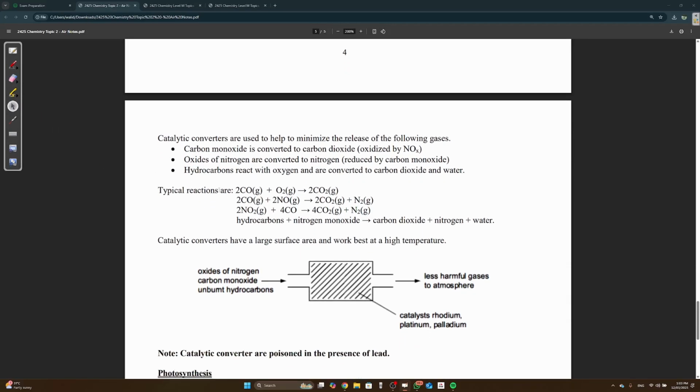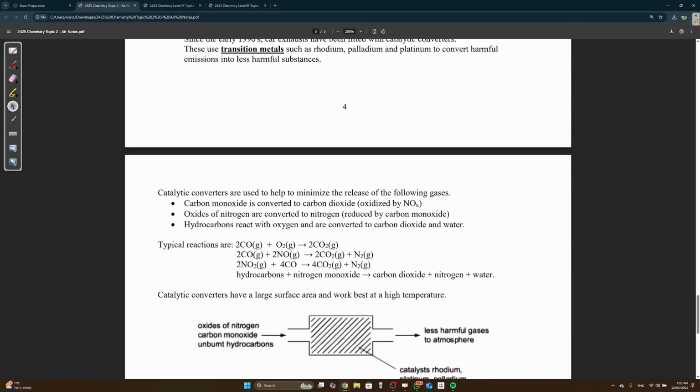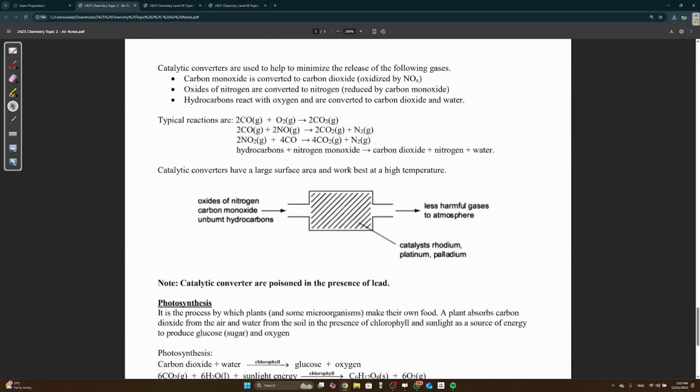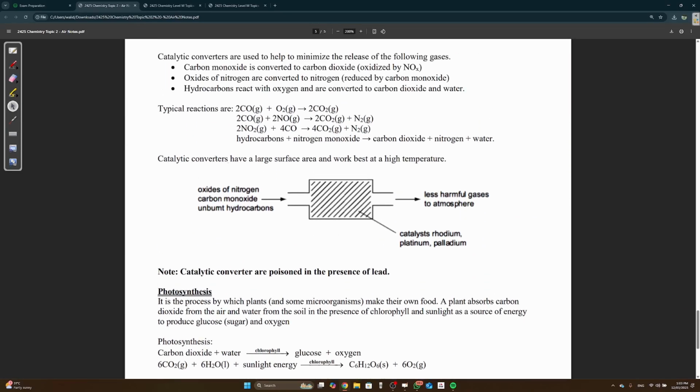The typical reactions are this: carbon monoxide is oxidized to form carbon dioxide, the nitrogen monoxide is converted into nitrogen, the nitrogen dioxide is converted into nitrogen as well, and the hydrocarbons are converted into carbon dioxide. Like this, we would have eliminated hydrocarbons, carbon monoxide, and the nitrogen oxides. I know it's a lot of memorizing, but you just have to keep on reading over it, and you're going to get it. Catalytic converters have a large surface area and work best at a high temperature.